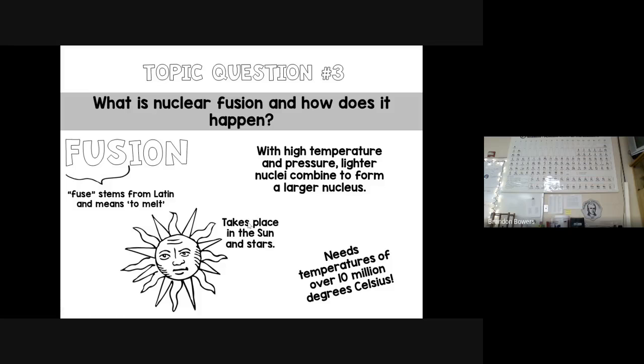Let's see, what else do we need? Needs a temperature of over 10 million degrees Celsius. 10 million, okay. That's pretty hot. No wonder it needs to be on the sun. But how in the world are we trying to do it here on Earth? 10 million degrees Celsius. It's like 5 degrees Celsius outside right now. How are we supposed to get 10 million? That's pretty crazy.